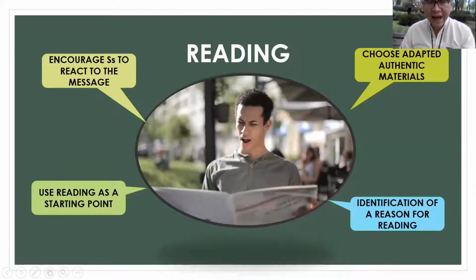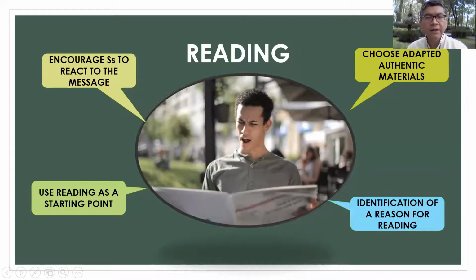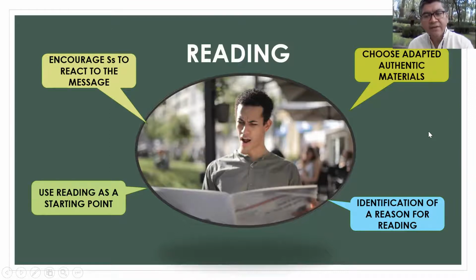So some of the aspects that we're talking about are the macro skills. We're going to check the first one, which is reading. In the reading part, we can involve elements to encourage our students to react to a message. We can use reading as a starting point. We can choose adapted, authentic materials, such as newspapers or comic strips, and the identification of a reason for reading, which is, to me, the most important element to follow.